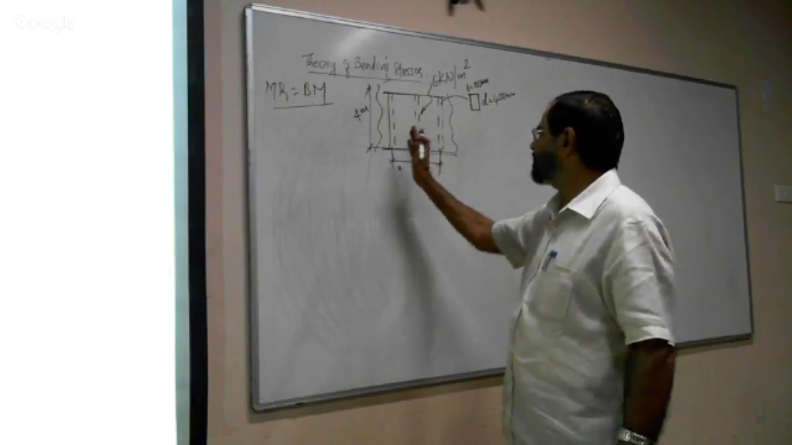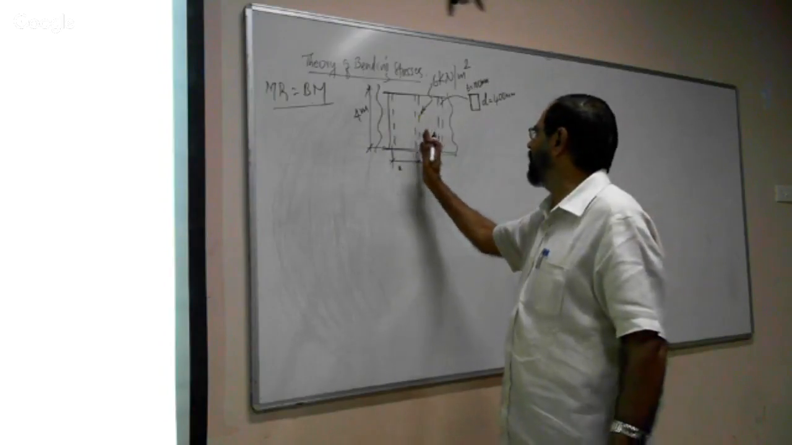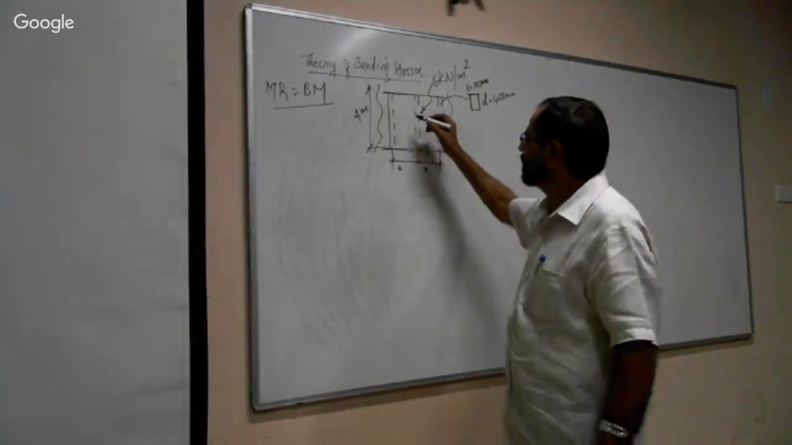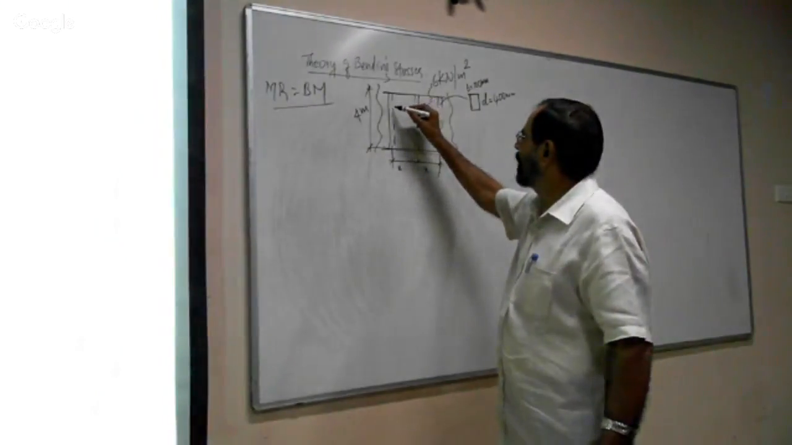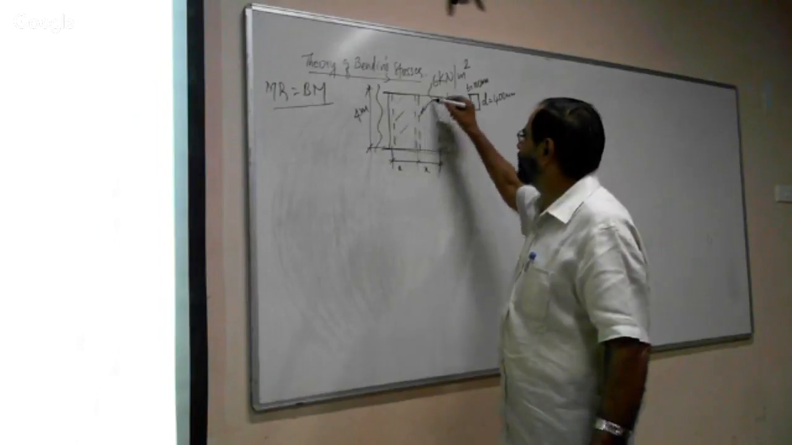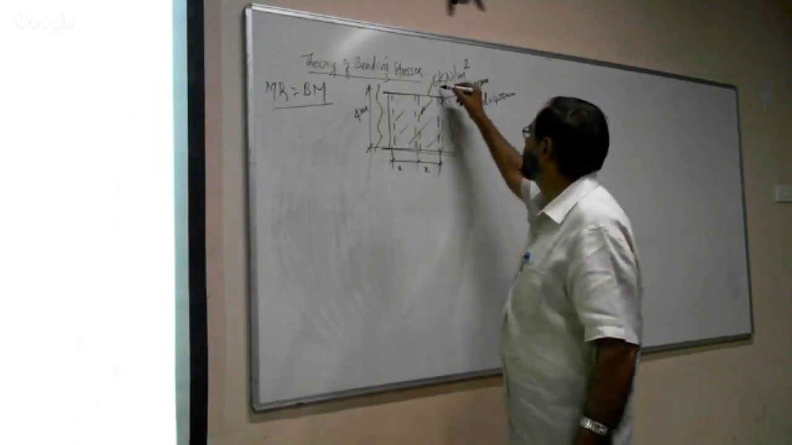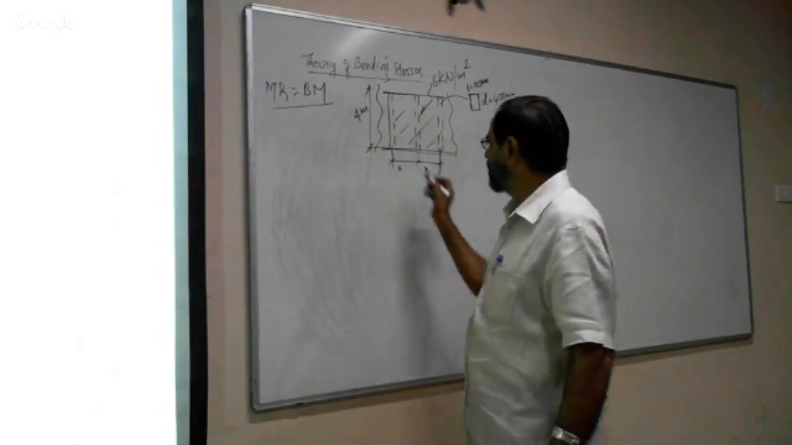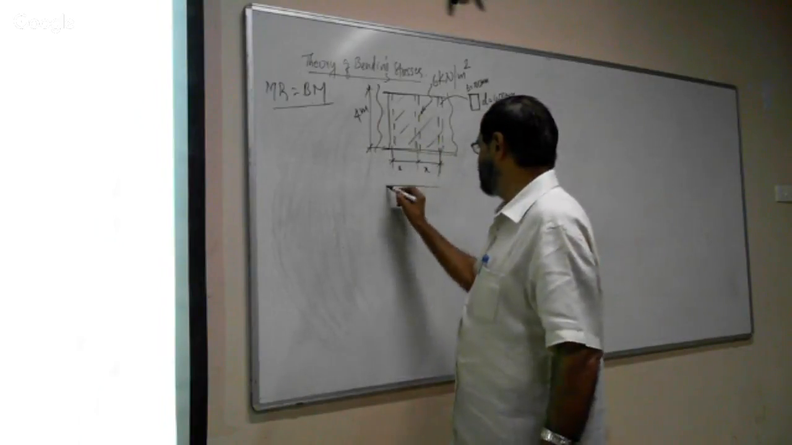At a distance x meter from one beam to the other beam. And above the beam, there is a floor, and the floor is loaded with 6 kilonewton per meter. Now, if you take a cross section, the floor will be like this. Now this is the floor.